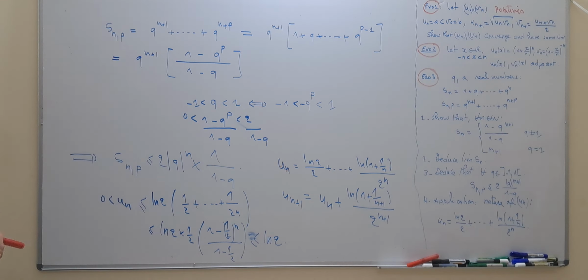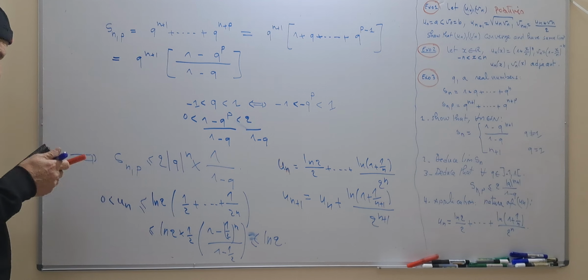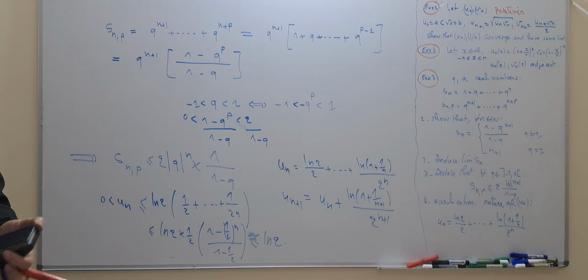Since it is less than or equal to ln 2, it is increasing and upper bounded, so it is convergent. Thank you very much. See you next time.